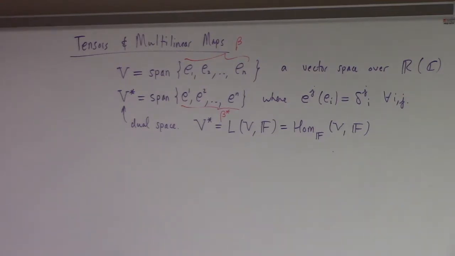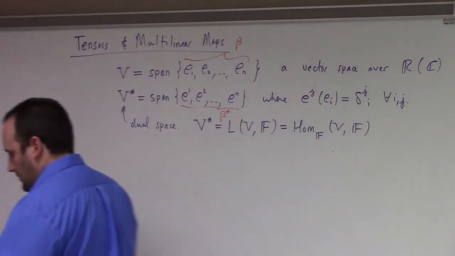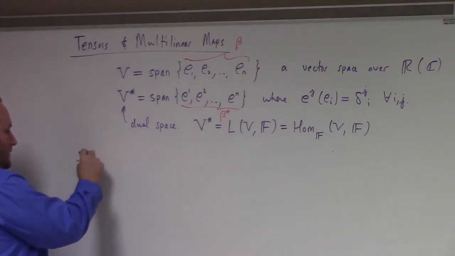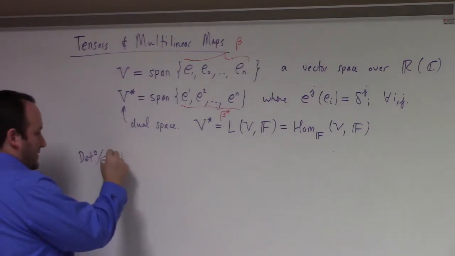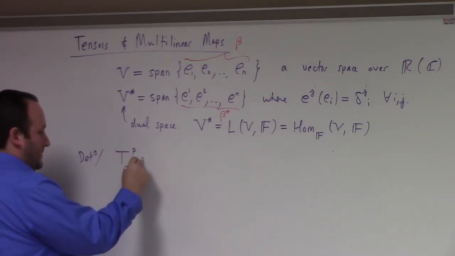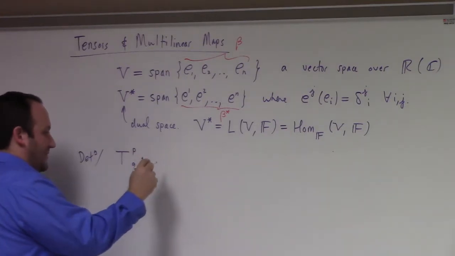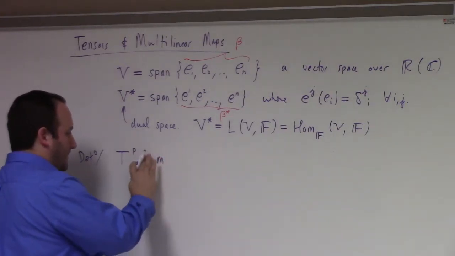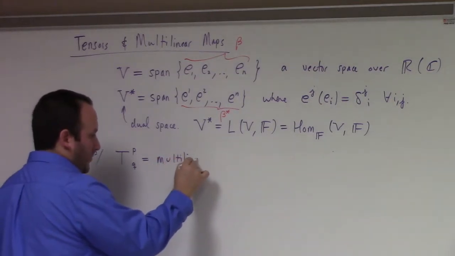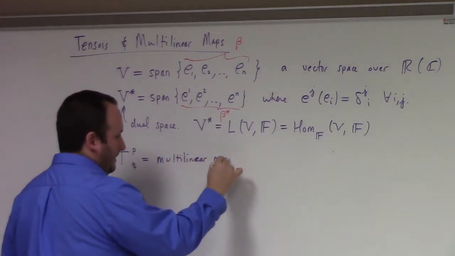So what is a tensor? Let's just remind ourselves, what was the definition? The tensor of type P, Q would be what? Multilinear maps. Multilinear maps from where?